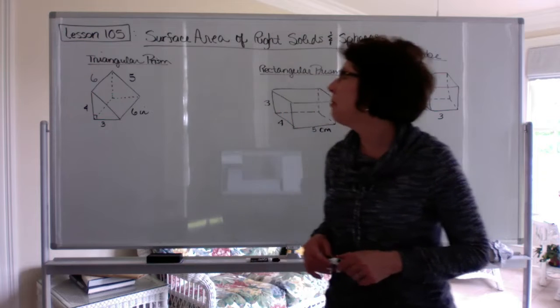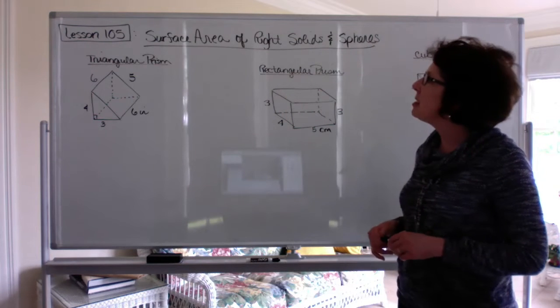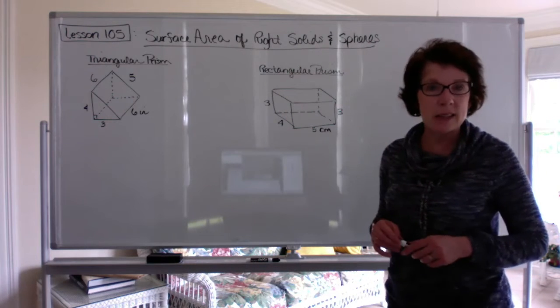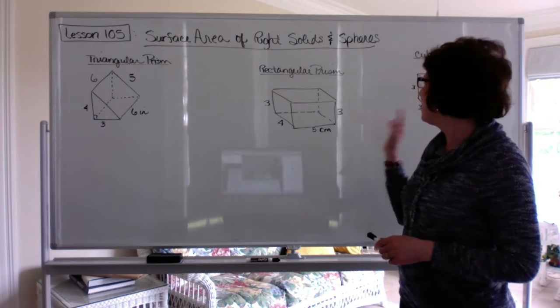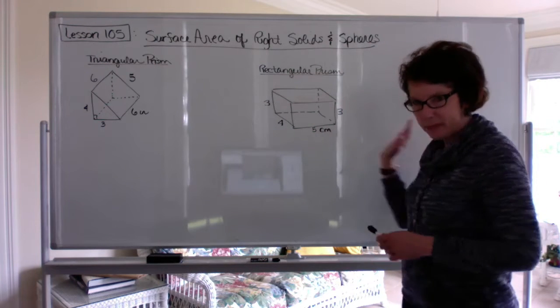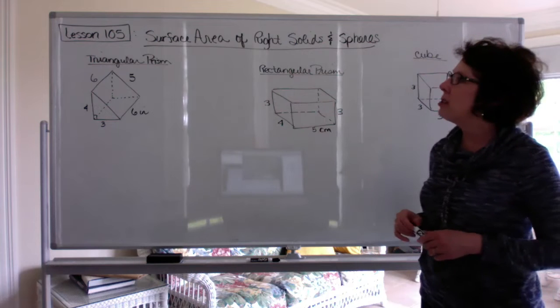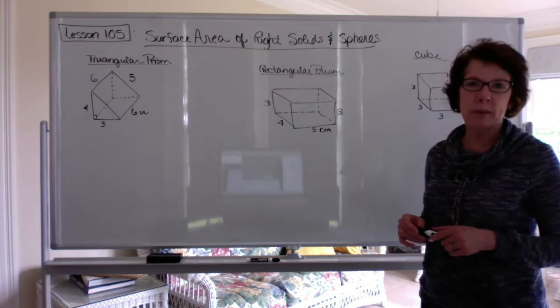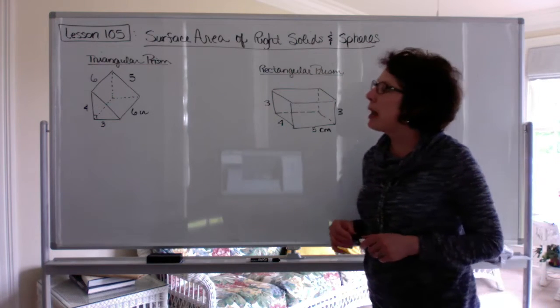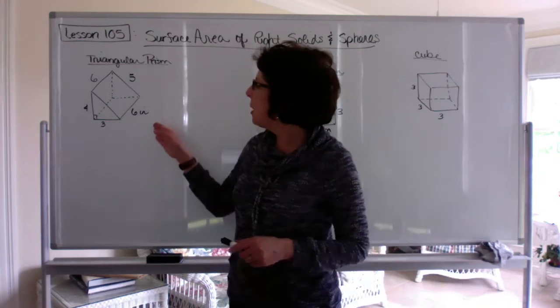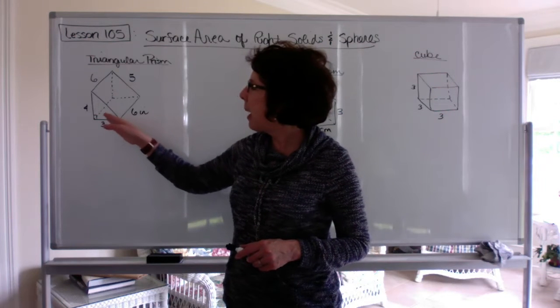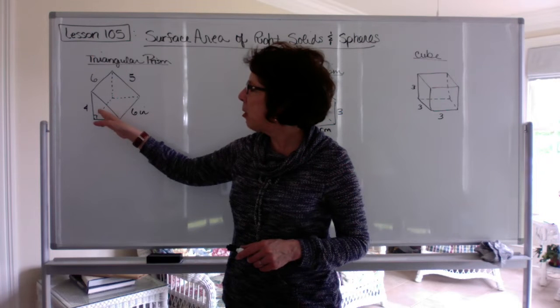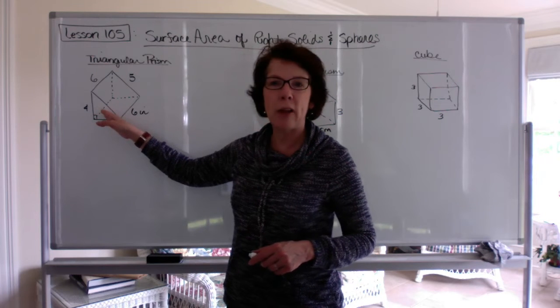So on lesson 105, we're going to talk about the surface area of right solids and spheres. On this first side of our board, we're going to talk about three types of prisms. The first one is a triangular prism. We know it's that because we have a triangular base here.